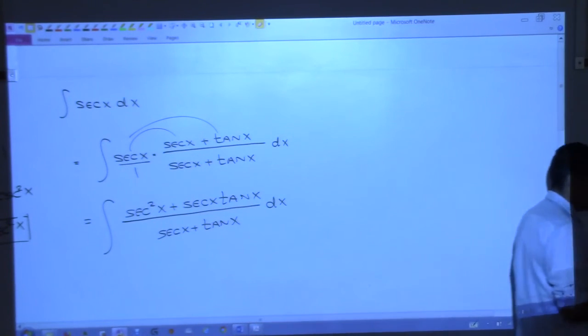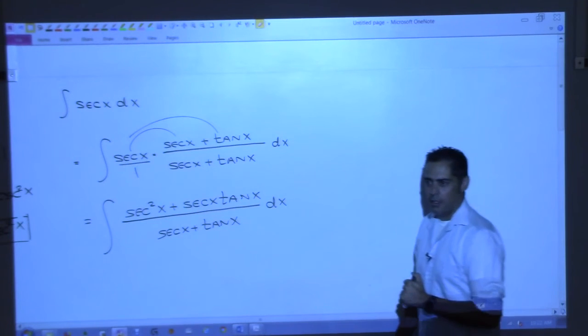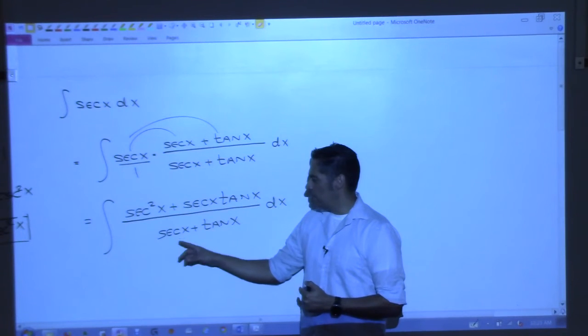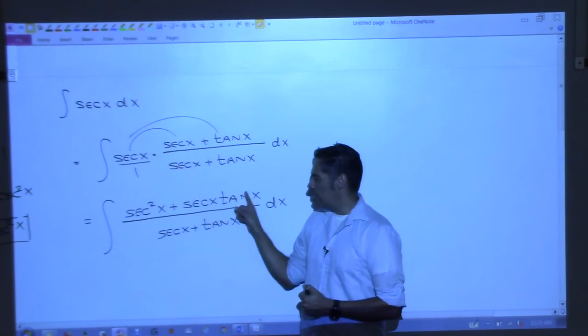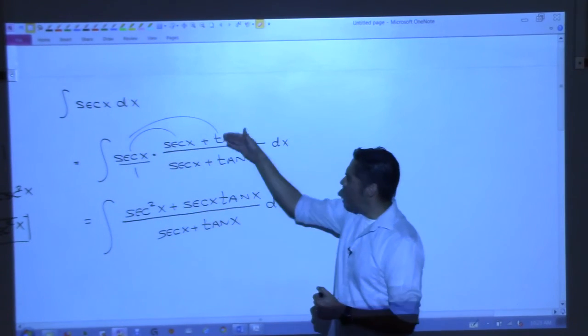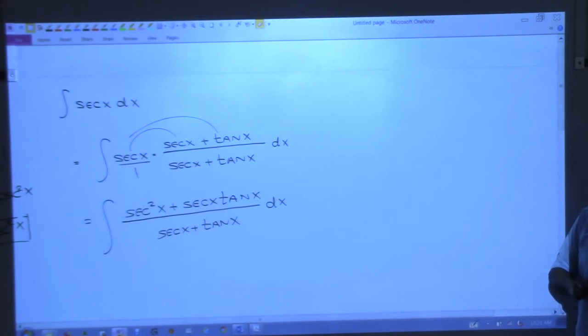Now, does anyone see what we can do after that brilliant use of a hidden one? U substitution. What's the u? Not quite. Look at it. u is the entire denominator. Let u be the entire denominator. What's the derivative of this? Well, what's the derivative of secant x? Secant x tangent x, plus what's the derivative of tangent x? Secant squared x. By multiplying by this very awkward one, you actually get a basic u substitution to happen.